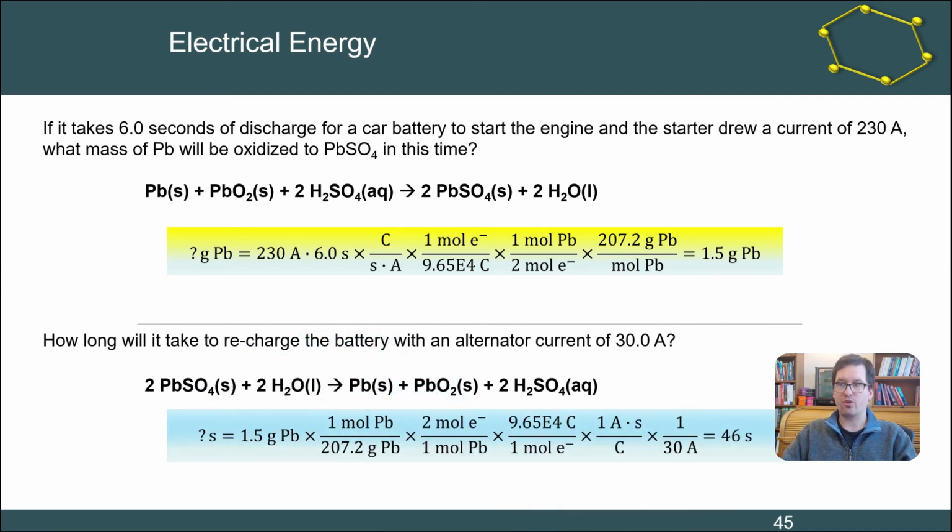Alright, let's look at this solution. We're after how long this will take. We know that we have 1.5 grams of lead that was converted because we calculated it above. So how long will that take at 30 amps? We basically work this problem in reverse.